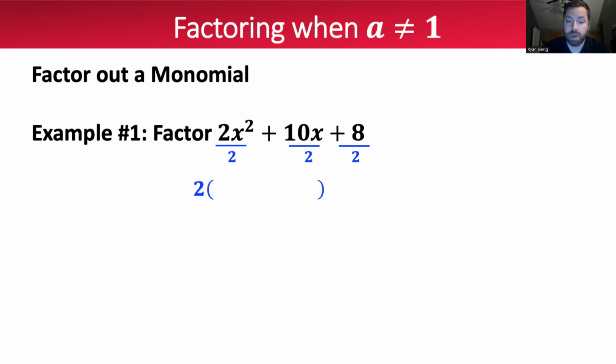We did this a couple weeks ago. 2 divided by 2 is 1, so 1x squared. 10 divided by 2 is 5, so 5x. 8 divided by 2 is 4. So now I've factored out a monomial. I have a trinomial still left inside the parentheses.